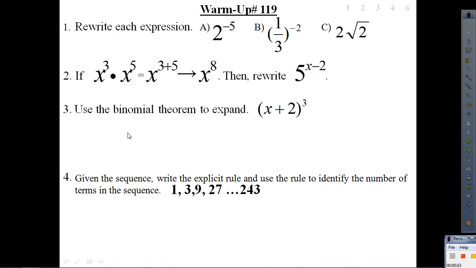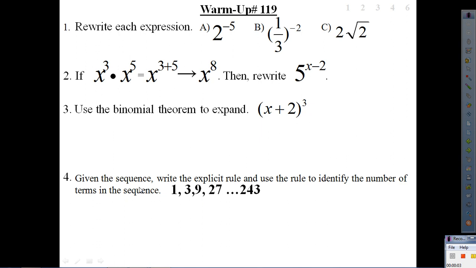Number 2 reads, if x to the 3rd times x to the 5th is the same as x to the 3 plus 5, which is x to the 8th, then rewrite 5 to the power of x minus 2. Number 3 reads, use the binomial theorem to expand (x plus 2) to the 3rd power.